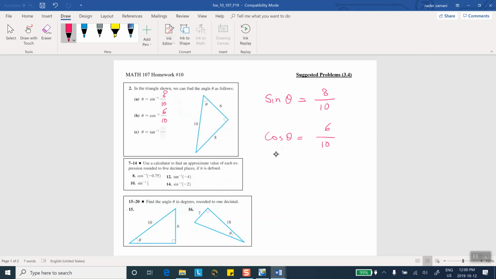And obviously tan, let me try to fit it in here. Tan of theta is opposite over adjacent. The opposite is 8. Adjacent is 6. 8 over 6.